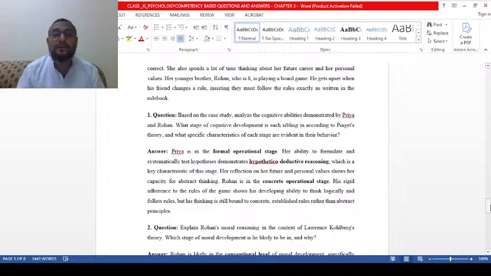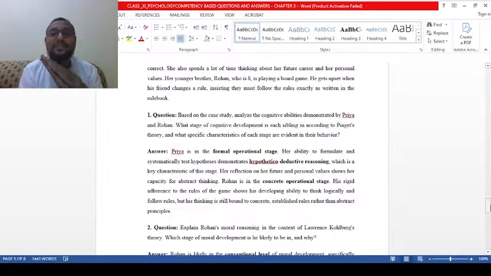See, the child Priya is in the formal operational stage. Her ability to formulate and systematically test hypotheses, hypothetico-deductive reasoning. She is doing a project work and she is checking the hypothesis, everything, you see. So it is the formal operational period.